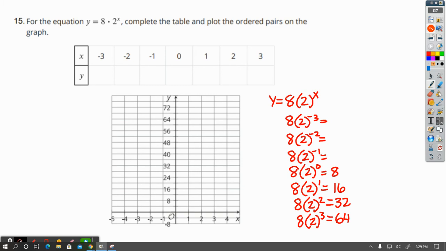So if I take 8 and cut it in half, I get 4. If I cut that in half, I get 2. And then I get 1. So there are my values, and it's the same thing you would get if you typed it in your calculator. And so now you just take those values and you plot them on the graph. You have negative 3, 1, negative 2, 2, negative 1, 4, 0, 8, 1, 16, 2, 32, 3, 64. All right, so hopefully you can plot those ordered pairs on there and plug those values into the table.